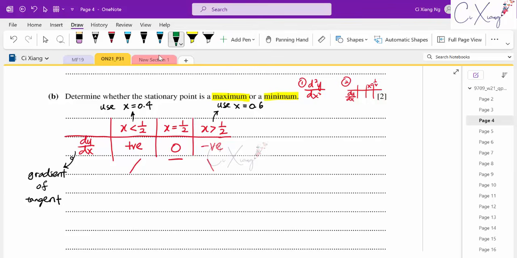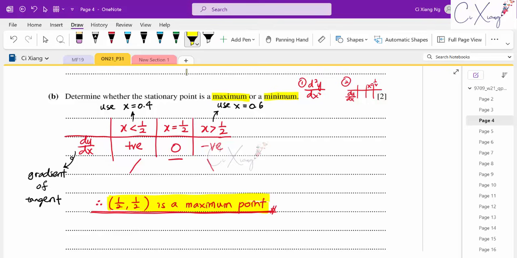Okay, so if you observe the value of dy/dx for these three parts here, and you join them together, basically you will see that the curve will actually form a maximum point at x equals to half. Therefore, from here, you already know that the stationary point that you got just now should be a maximum point. Okay, so this is another alternative method that you can use to determine the nature of the stationary point.